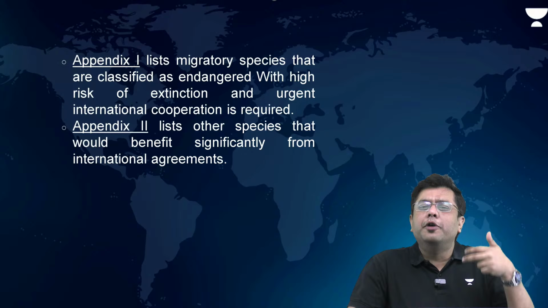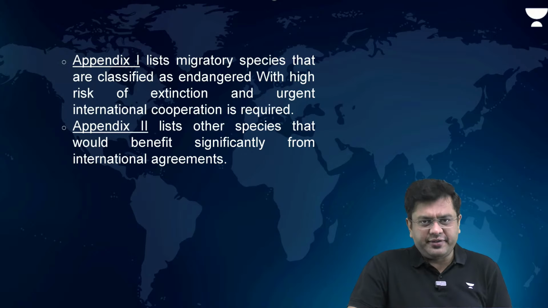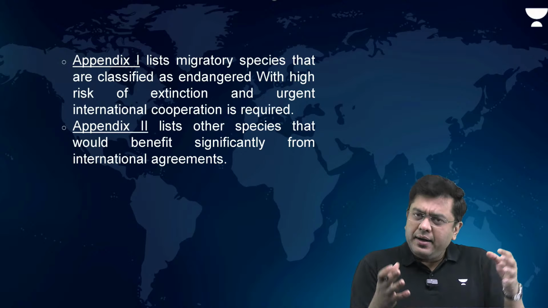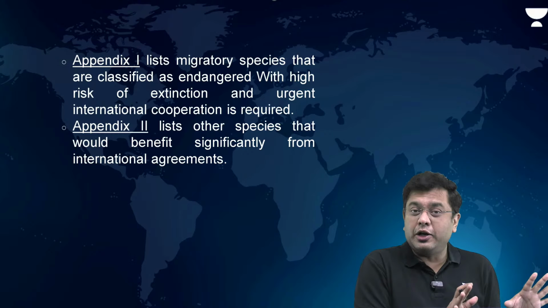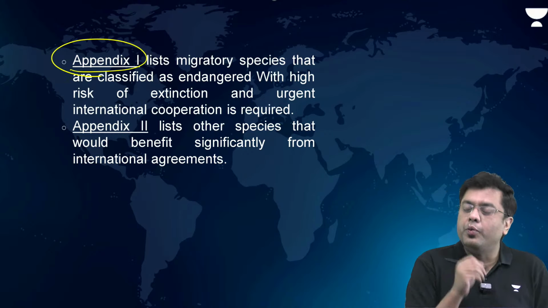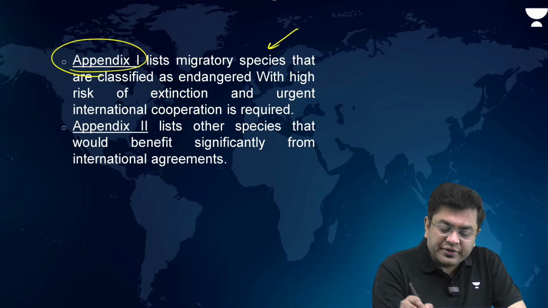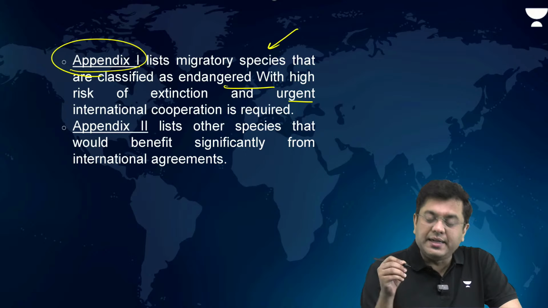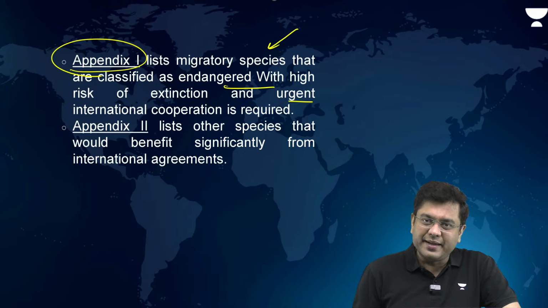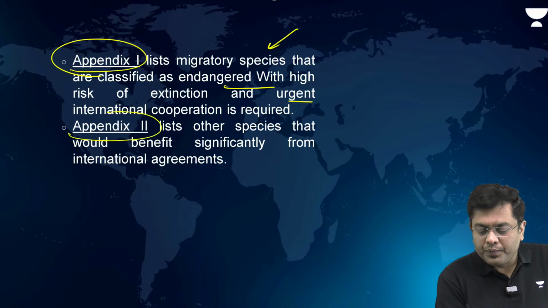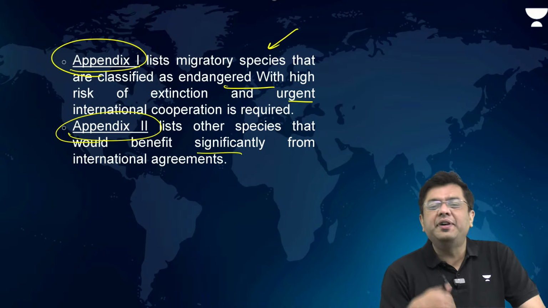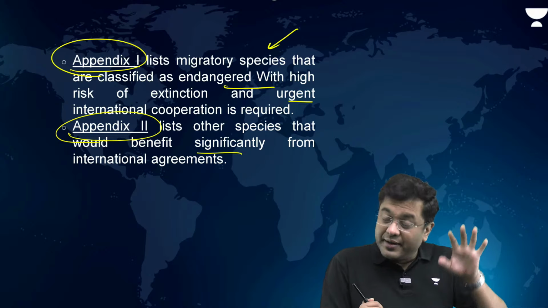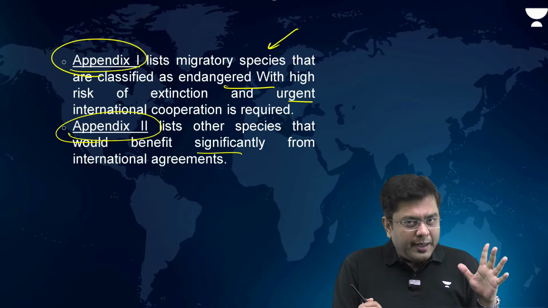On the basis of priority of conservation required, accordingly the species are grouped. For example, those species which require urgent attention, and if you don't conserve those species, they are at a threat of extinction, they are put under Appendix 1. So the migratory species that are classified as endangered with high risk of extinction and urgent international cooperation is required. That is Appendix 1. And Appendix 2 lists the other species that would benefit significantly. So not exactly at the verge of extinction, but if conservation is carried out, those species will benefit.